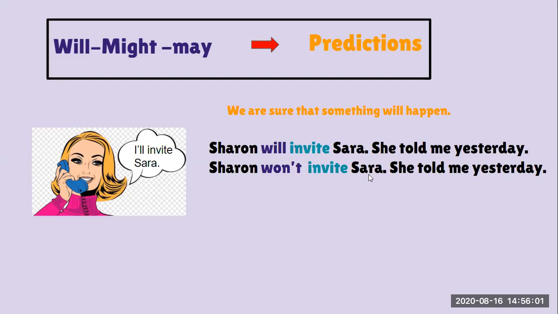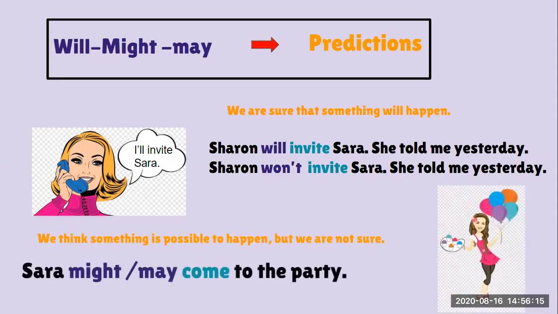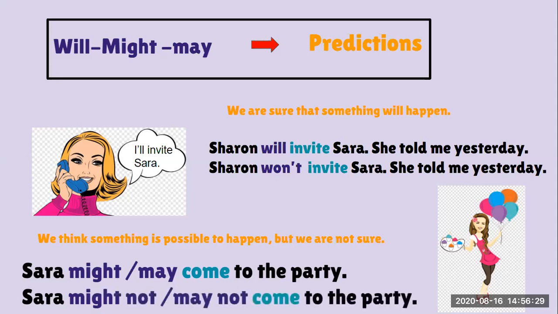Okay. Then we have, when we think that something is possible to happen, but we are not sure, we use might and may. For example, here, Sarah might or may come to the party. So we think that she might come, but we are not sure about this. Or we can say, Sarah might not come to the party, or Sarah may not come to the party. We think that she may not come to the party, but we are not sure.